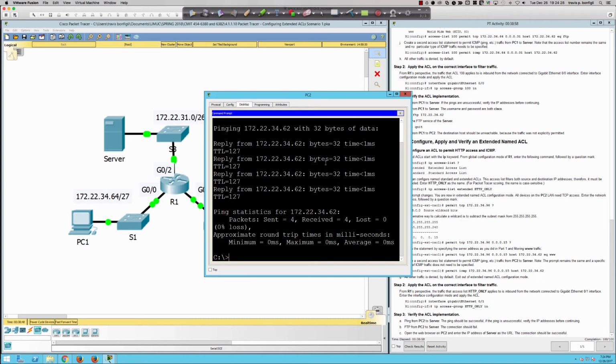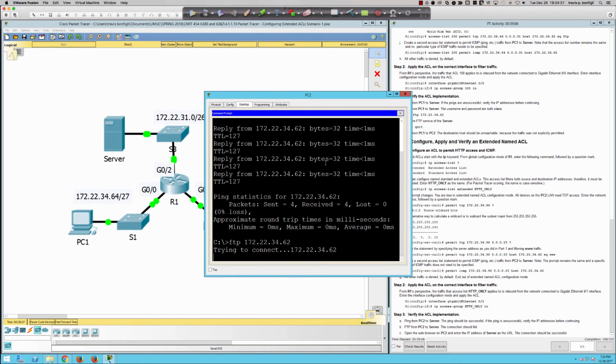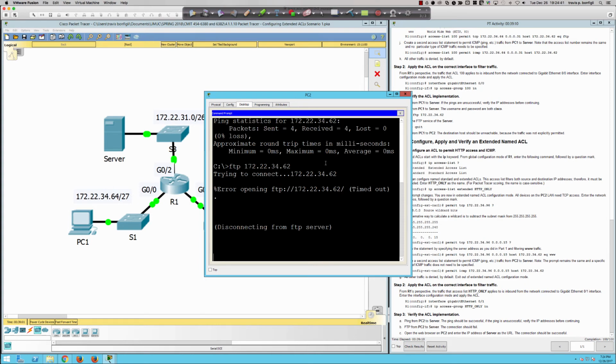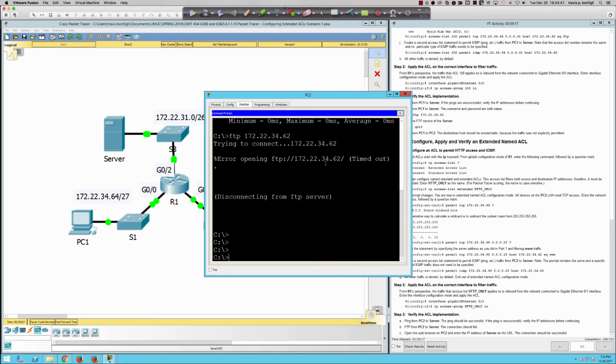And then what do they want us to FTP from PC2 to the server? So we're going to say FTP 172.22.34.62. And did we allow FTP? We did not, and we get disconnected, right? So you can see that the ACL is doing exactly what it's supposed to do.